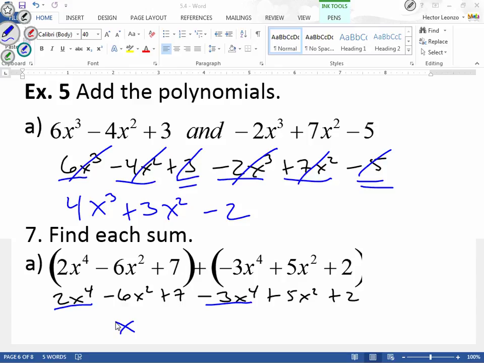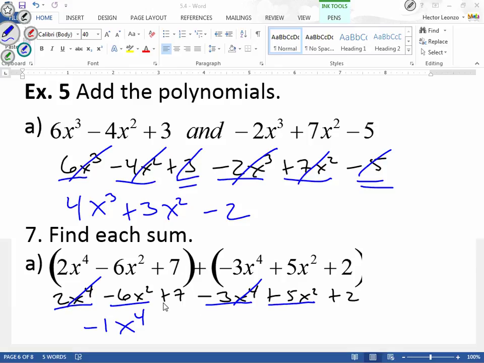So I'm just going to copy my x to the fourth. When I combine my coefficients, 2 minus 3, that gives me -1. So I'm going to cross those out. After x to the fourth, I should have an x to the third, but I don't see any.